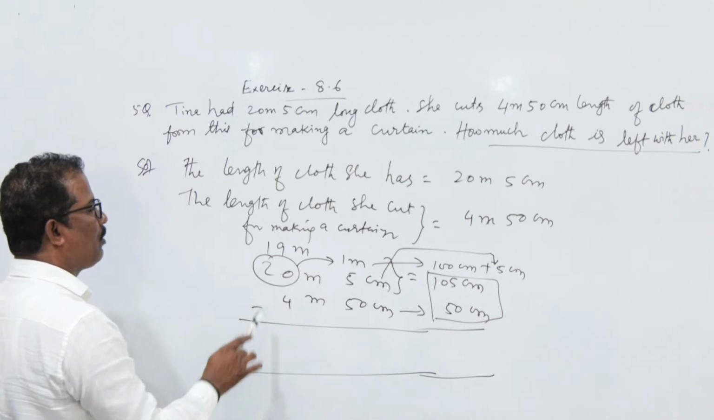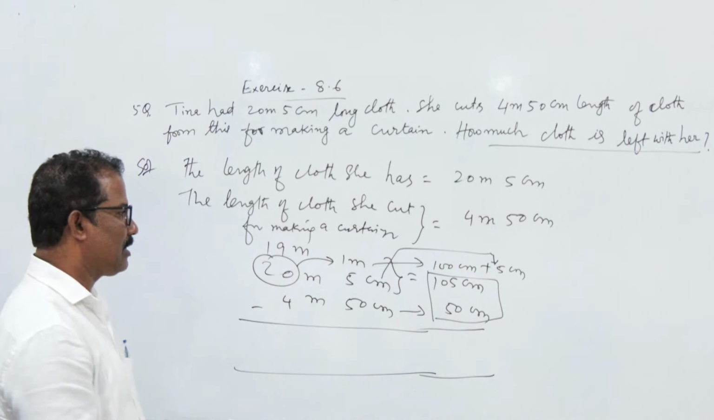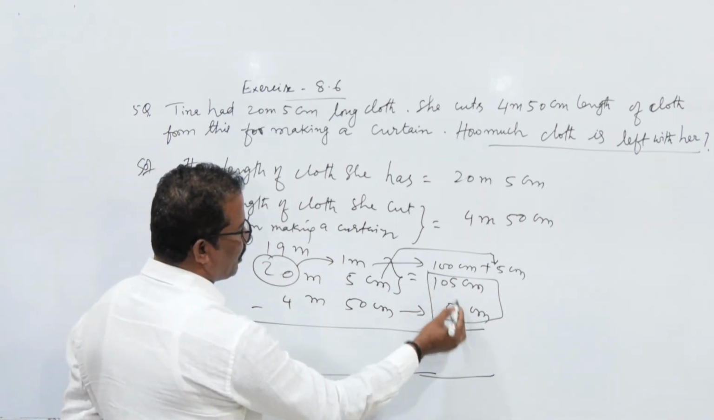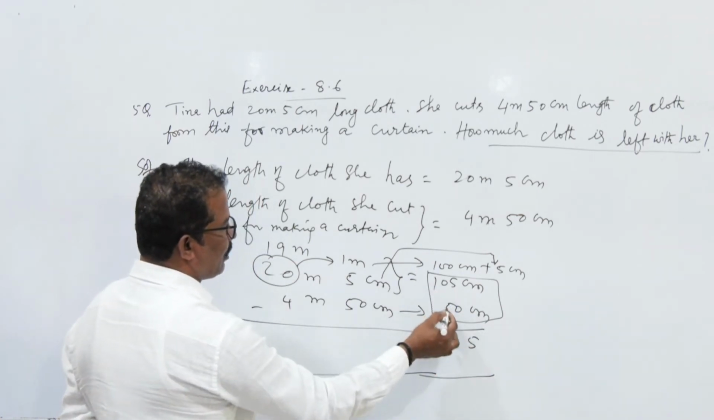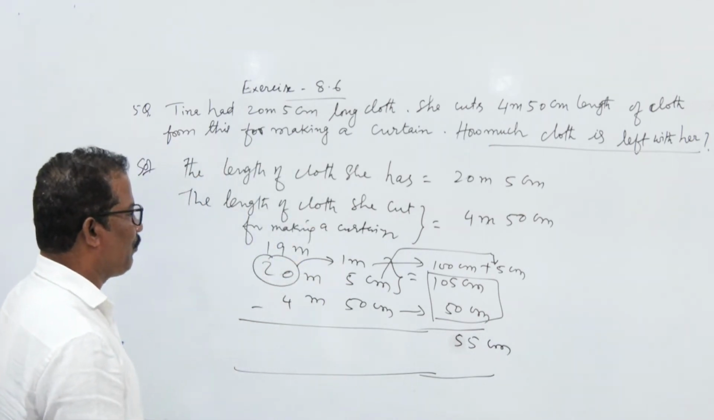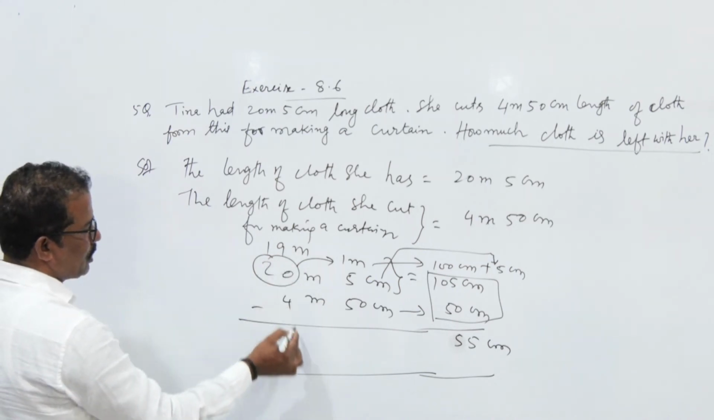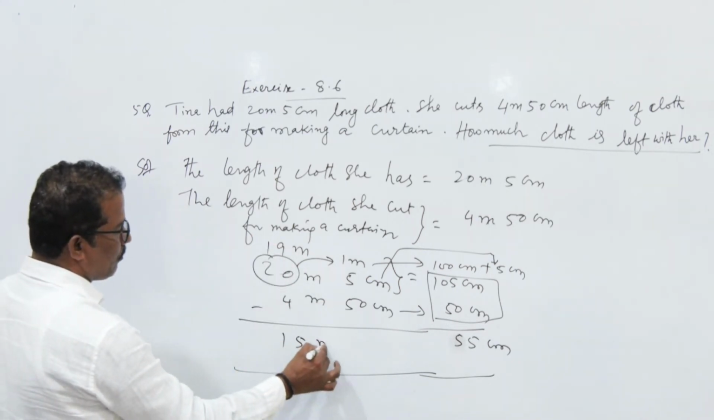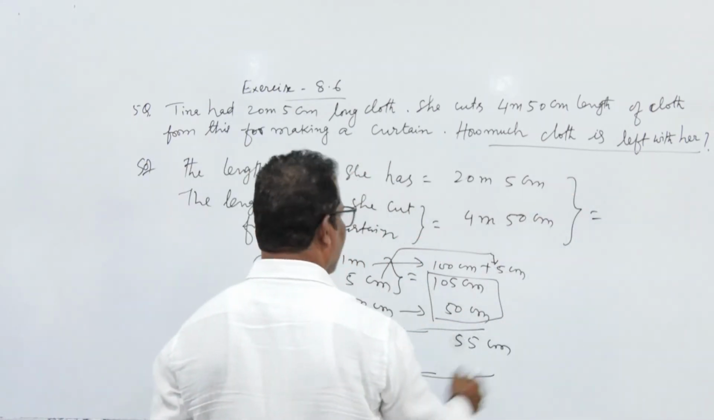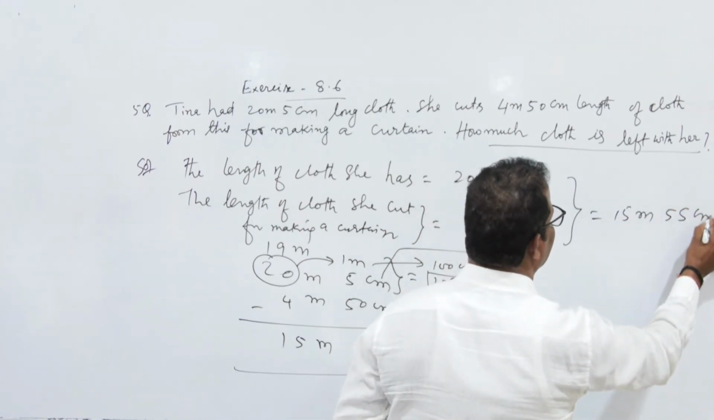From this 20 meter, we gave 1 meter to here. That means still remaining how much? 19 meter. From this 19 meter, 4 we have to subtract. Is it possible now? Understand? Now we are going to subtract. From this 5, if we subtract 0 means 5 only. And from this 10, if we subtract 5 means 5 only. So from centimeter, how much is remaining? 55 centimeter. And here you can see, from this 19, we have to subtract 4 only. 9 minus 4 is 5 and here 1. So what is the length still remaining with her? 15 meter and 55 centimeter. Understand?